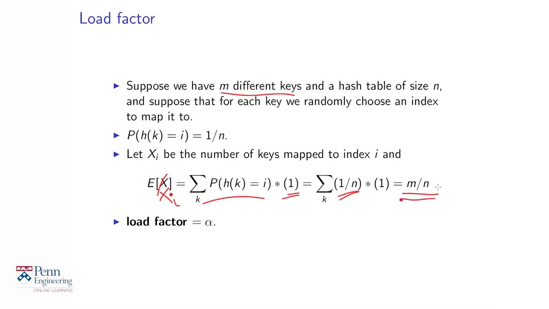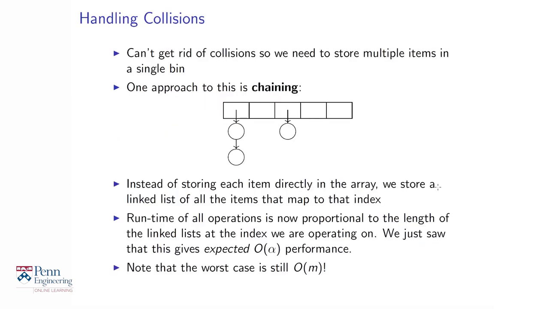And this is called the load factor of the hash table, which is alpha. Basically, the load factor says how much is each location loaded. Compared to the size of the array, what's the number of keys we're storing there? That's the load factor. Now, all this is assuming an ideal world where every key hashes to a different index. And when that happens, hash tables are really great.